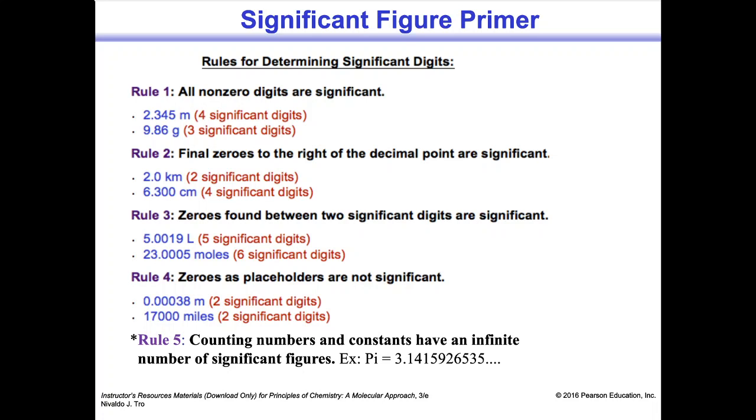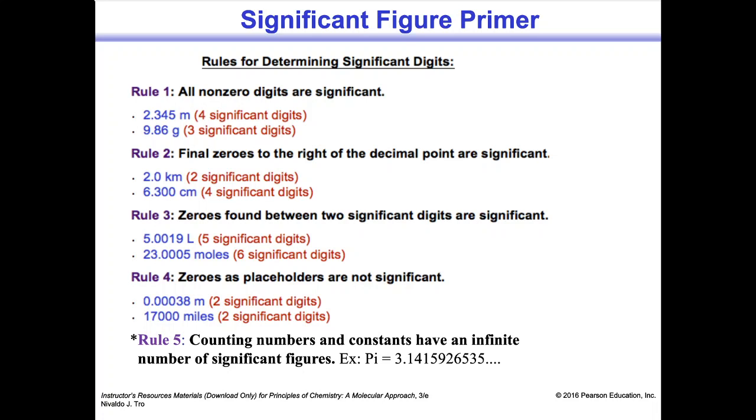Okay, so this is just the rules written in a different way. I want to go over them one more time because I think sometimes it helps to hear these rules a couple times and then they kind of snap for students a little bit better. Okay, so all non-zero digits are significant. These two numbers both have all non-zero digits. So this one has 4, this one has 3, and all of those will be significant.